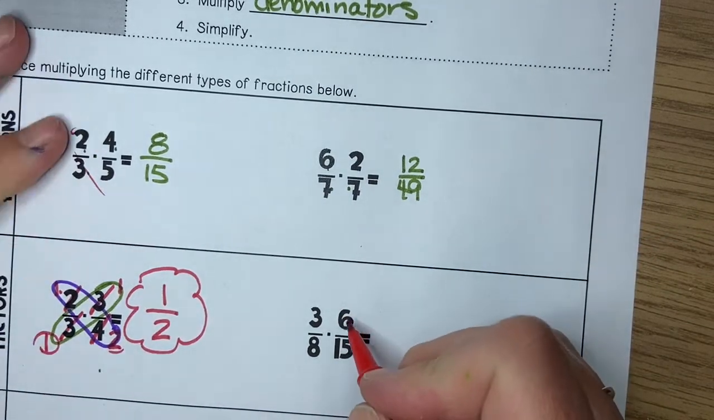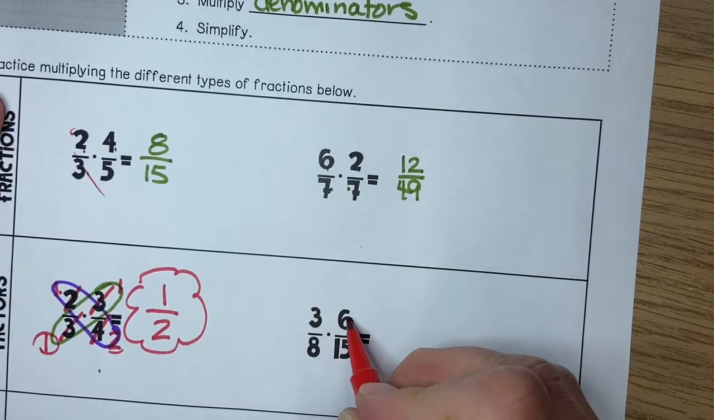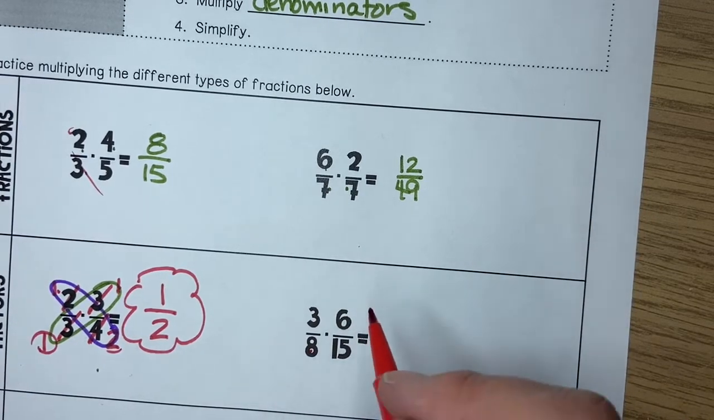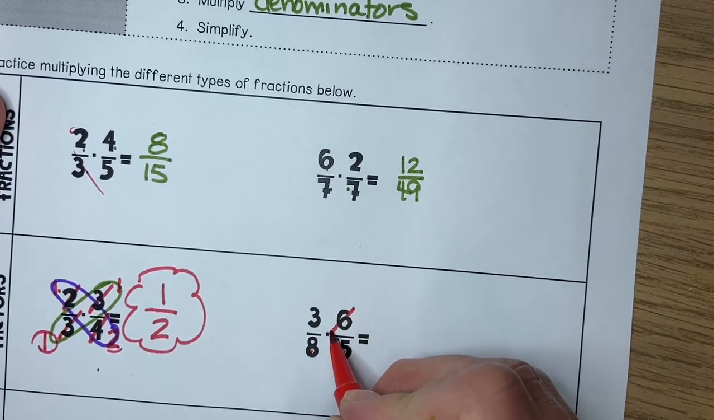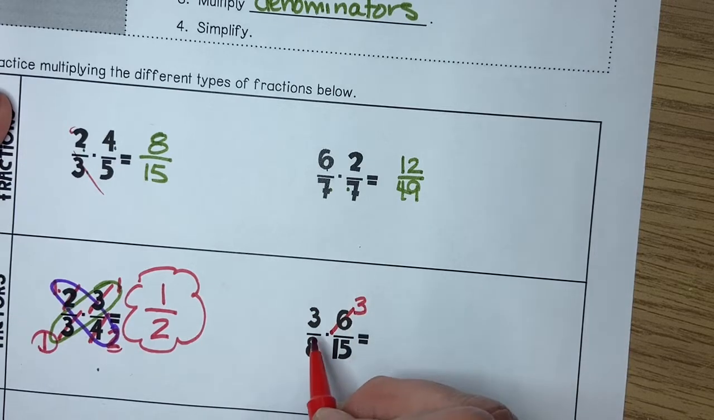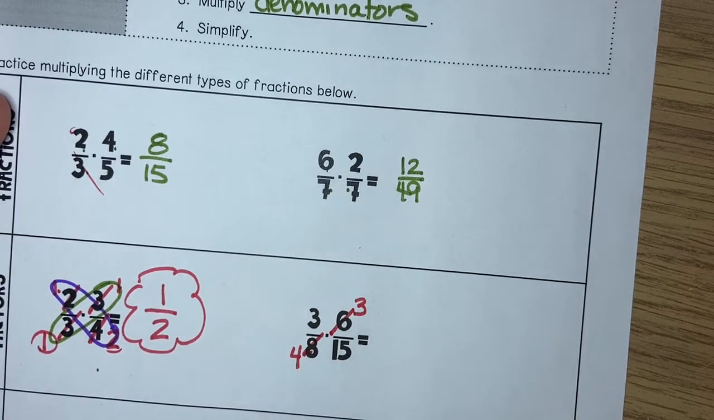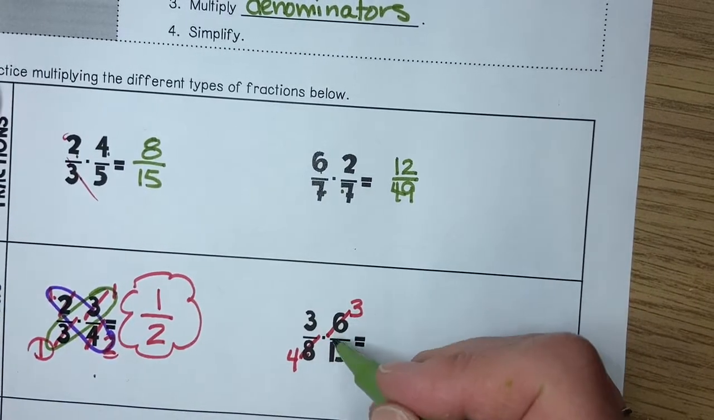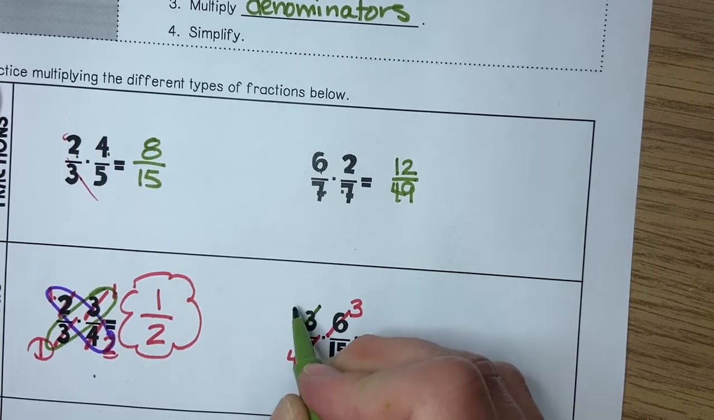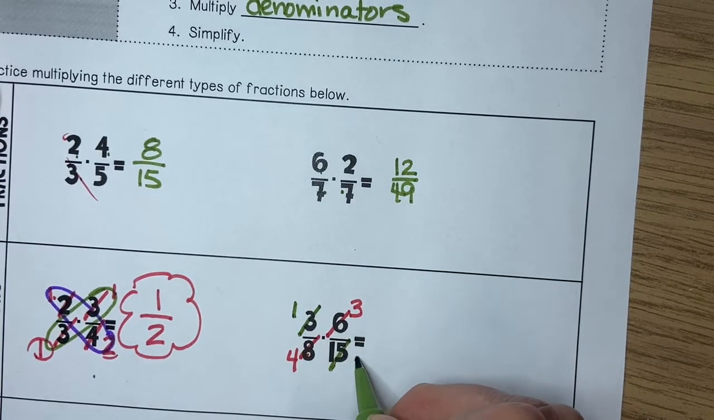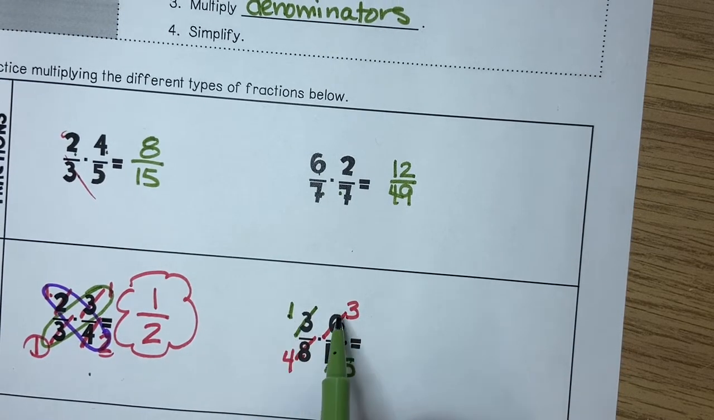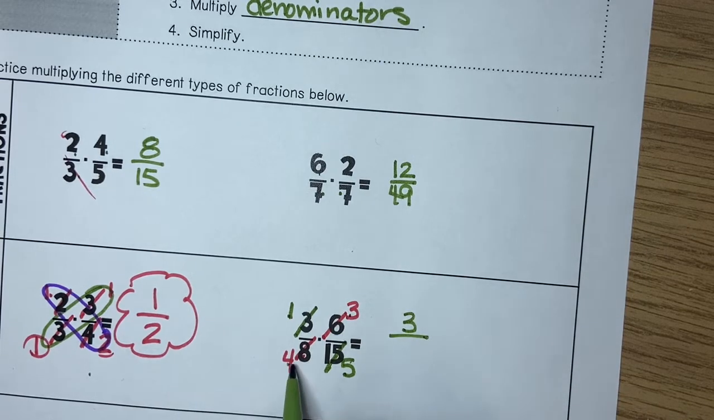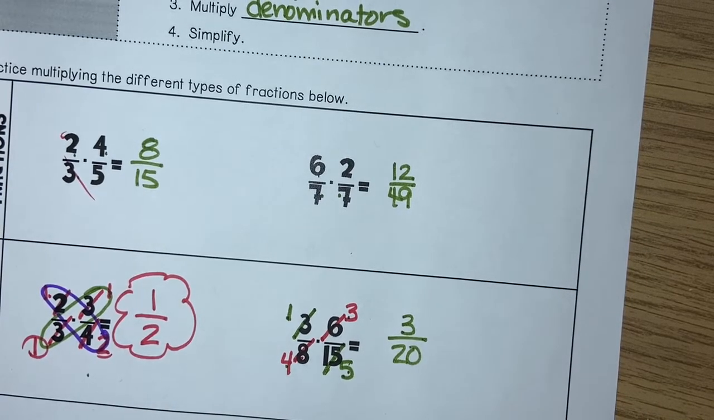All right, so on this one, if I look at 6 and 8, what can go into 6 and 8? Well, 2 can. So 2 can, sounds like a bird. 2 can go into 6, so 6 divided by 2 is 3. 8 divided by 2 is 4. If I look at 3 and 15, 3 can go into both of these. 3 divided by 3 is 1. 15 divided by 3 is 5. Now I multiply across. My new numerators, 1 times 3 is 3. 4 times 5 is 20. And it is already in lowest terms.